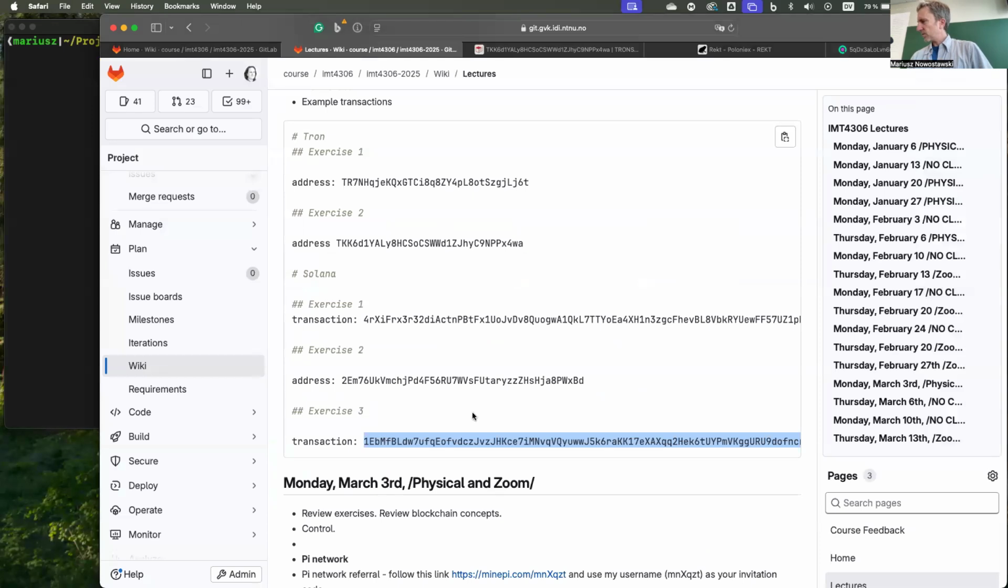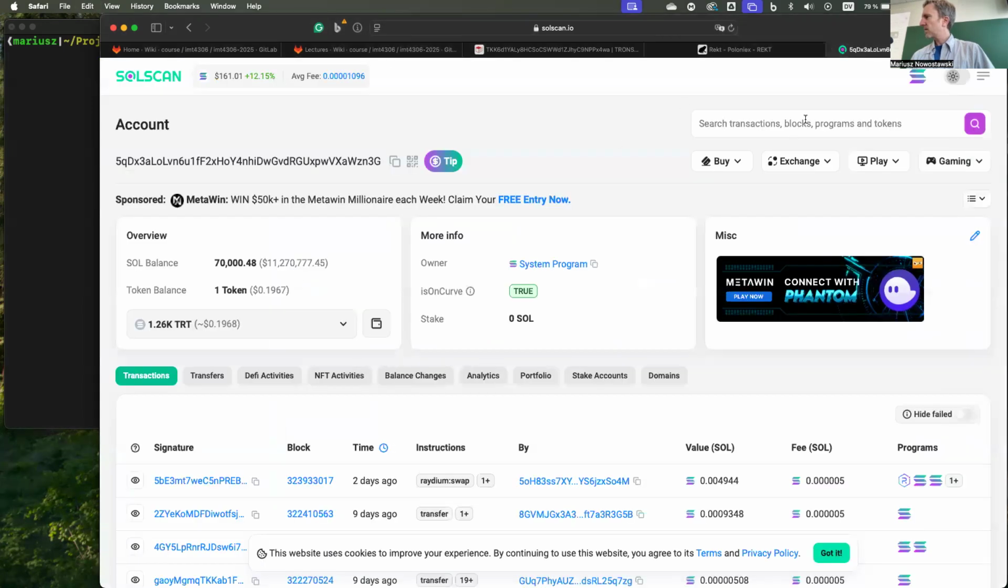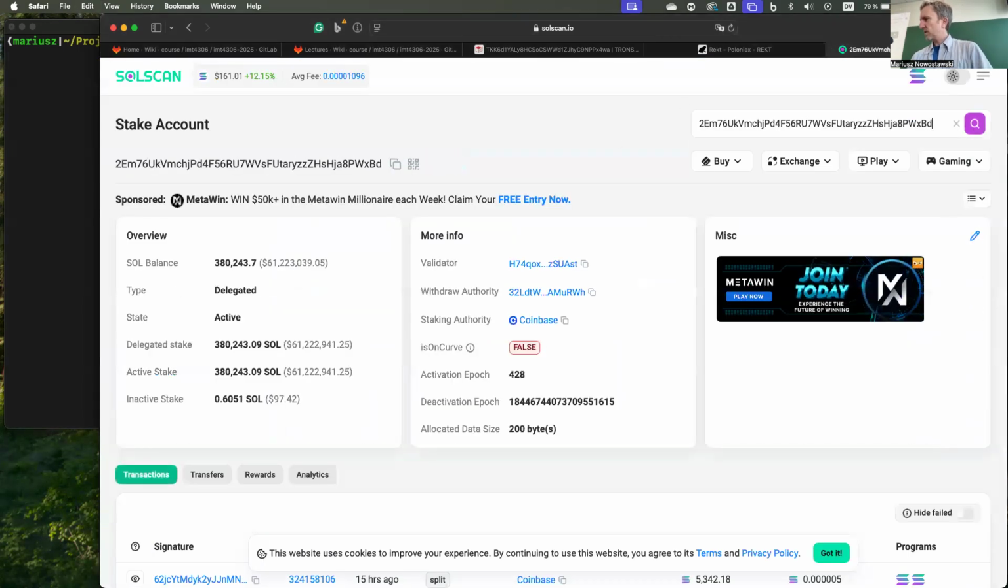All right, so that was our whale transaction. This one was the Poloniex hack. This one was the bot trading coins. And this one was what? Let me double check again. What was this address for? Ah, yeah, that was the Coinbase staking account for Solana, right?